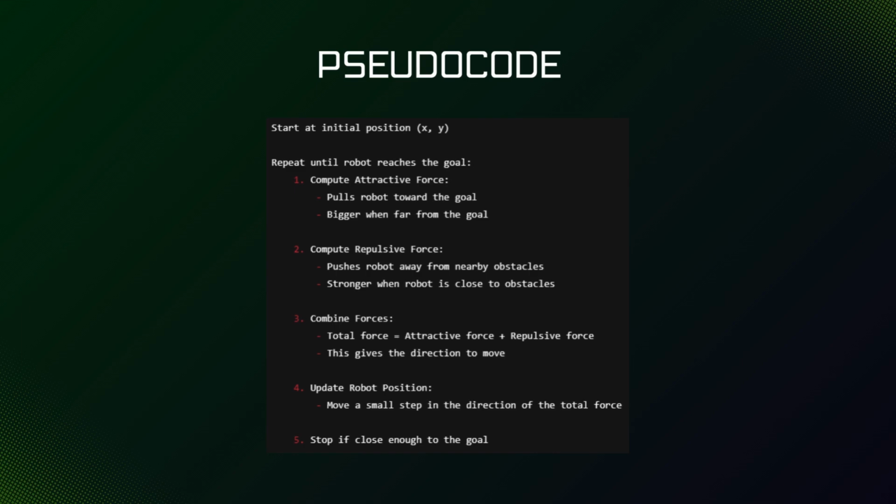The total force is the sum of attractive and repulsive forces. This gives the direction the robot should move next. The robot updates its direction and moves forward based on the total force. The motion considers turning speed limits and maximum speed.